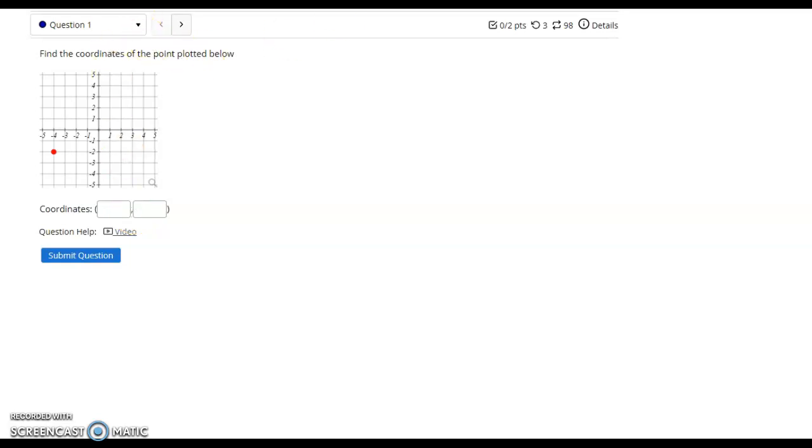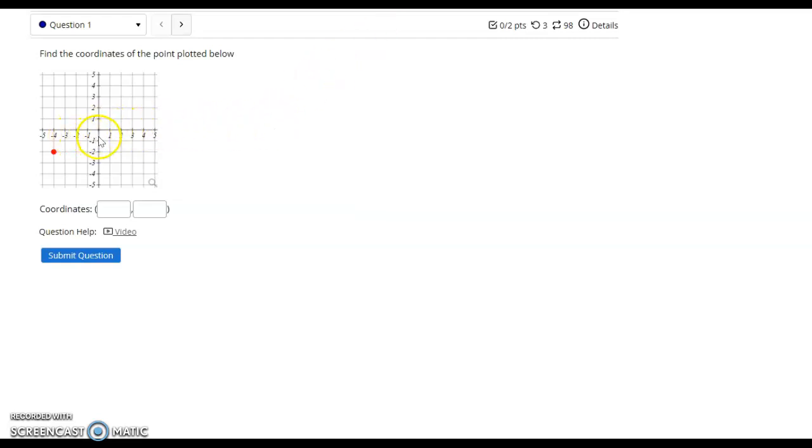This video is going to go over how to plot points, or also find the coordinates of points. So we have to remember we've got the x-axis horizontally and the y-axis vertically. On the right side is our positive numbers, left side is our negative numbers. So first we want to look at our x value, because x always comes first, y comes second.